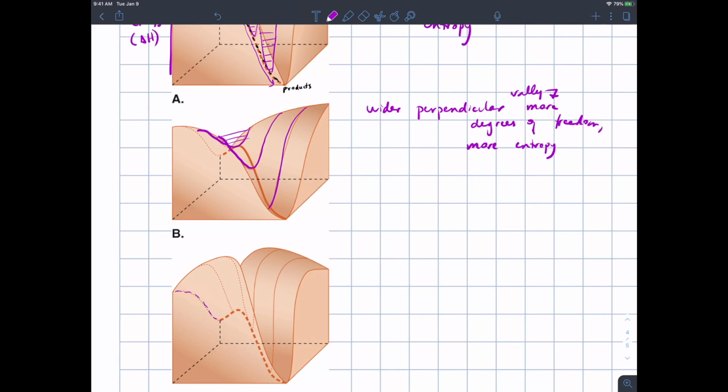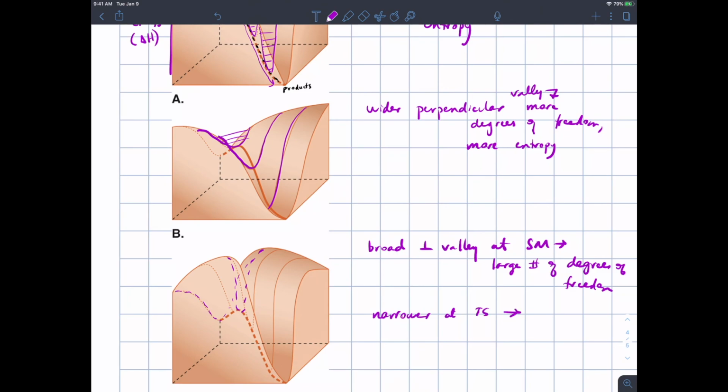So in C, you kind of see a broad valley here, but at the transition state, it narrows. Broad perpendicular valley at starting material would indicate large number of degrees of freedom. Narrower valley at the transition state would mean fewer degrees of freedom. So what would that tell you?